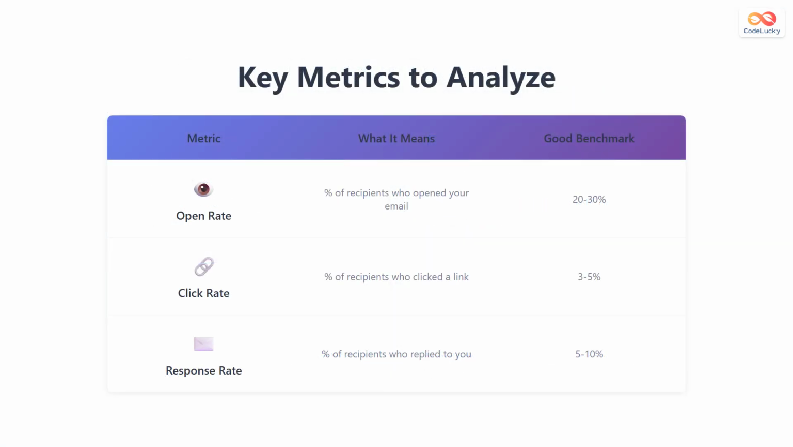Track 3 important metrics. Open rate shows what percentage of recipients opened your email. A good benchmark is 20 to 30%. Click rate shows what percentage clicked a link, with 5 to 10% being good. Response rate is the percentage who replied, and a good benchmark is 5 to 10%. Monitor these to continuously improve your sequences.